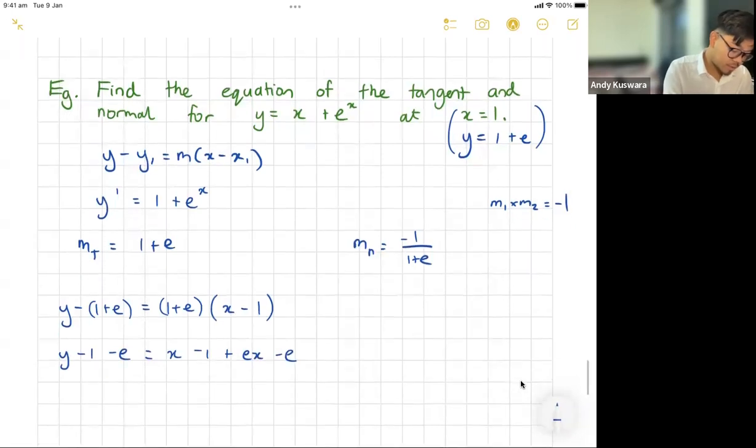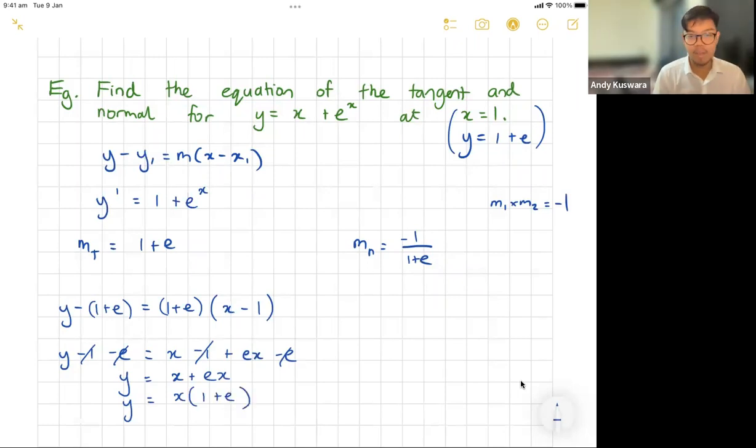Now let's see what we can do if we clean things up a little bit. Plus 1 to both sides, that will cancel out. Plus e to both sides, that'll cancel out. So I'm just left with y equals x plus ex. And so if you really wanted to, this could be y equals... take out a factor of x, and it will be 1 plus e. And that there would be your equation of your tangent at that particular point.